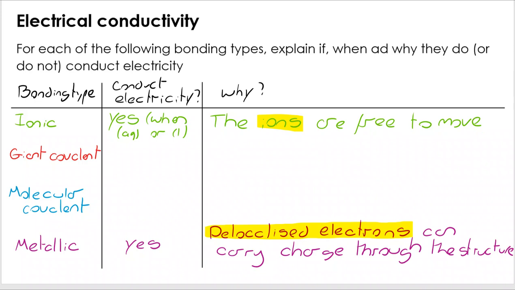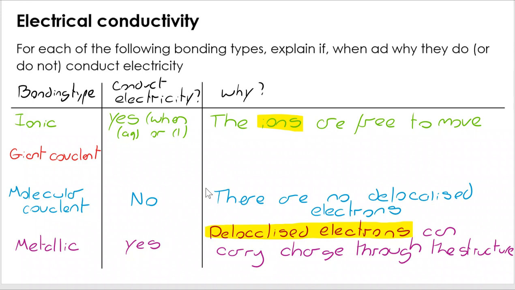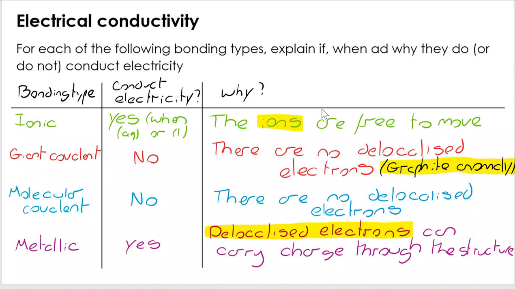If we go next to molecular covalent, well, molecular covalent do not conduct electricity, and that's because there are no delocalized electrons, or indeed ions, free to move through, but I tend to talk about it in the context of delocalized electrons. And finally, giant covalent, do they conduct electricity? No. And again, same reason. There are no delocalized electrons. However, you've got an additional fact to remember here, and that's that graphite does conduct electricity because there are delocalized electrons that can carry charge through the structure. So explaining whether graphite conducts electricity or not is done in exactly the same way as our answer to metals.